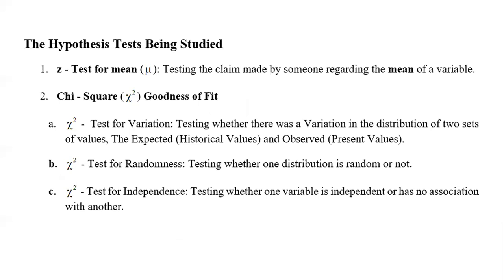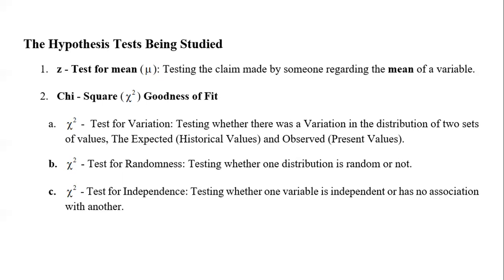The hypothesis tests being studied in this course are 4 of them. So it's only 4 hypothesis tests we're going to discuss in this course. The z-test for mean, and here the symbol mu is used for mean, which is testing the claim made by someone regarding the mean of a variable. Okay, so you call that the z-test for mean. Someone makes a claim, someone states a hypothesis about the mean of a variable, and that hypothesis can be tested using the z-test for mean.